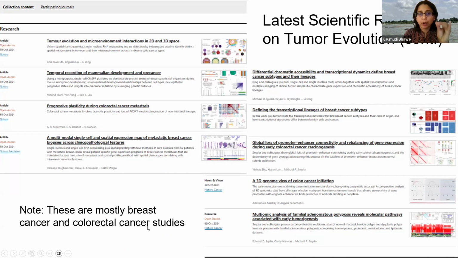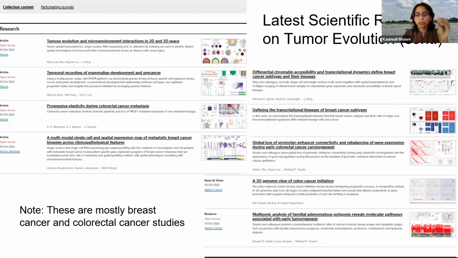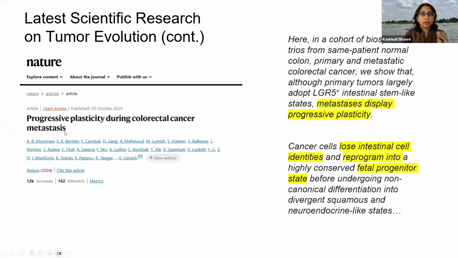But I'm going to take one paper out of these 10 and break it down a little bit on how one could look at a scientific paper like this, which is very research driven. So you take this paper, Progressive Plasticity During Colorectal Cancer Metastasis. Now, here in the introduction, what are they saying? They took a cohort of biospecimen trios. So from the same patient, they're taking samples from the normal, unaffected colon, the primary tumor, and then metastatic colorectal cancer.